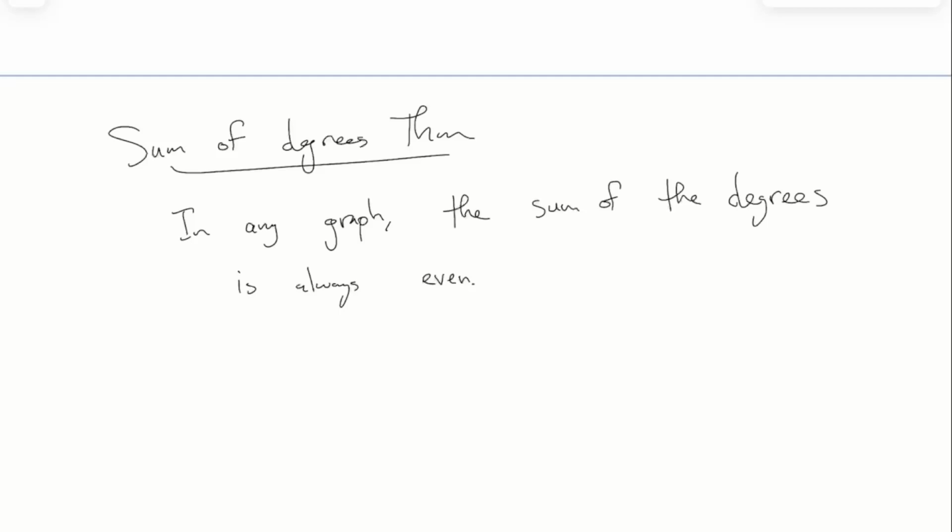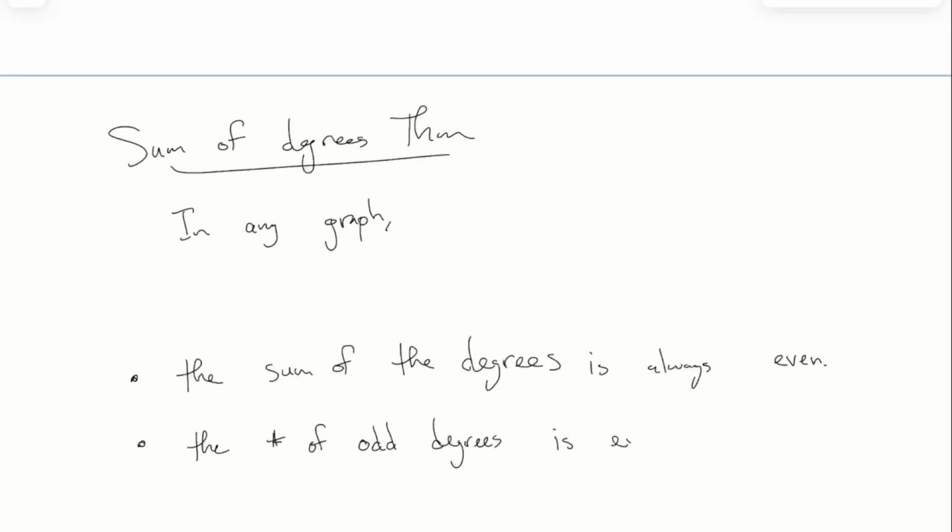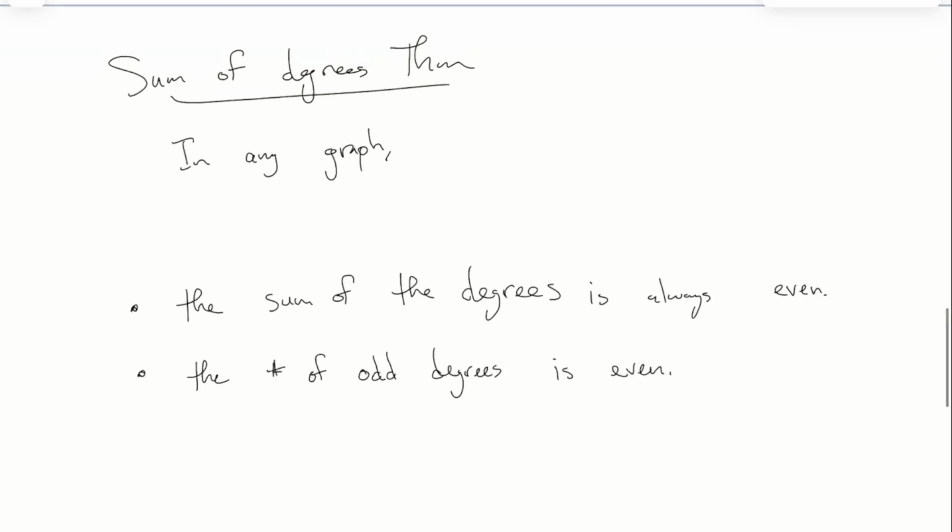It's true. The sum of degrees in any graph is always even. Another way of saying that, maybe I should write this as two things here. One way to say it is the sum of the degrees is always even, and another totally equivalent way to say it is the number of odd degrees is even. This sounds a little bit more confusing, but those are two equivalent ways of saying the same thing.